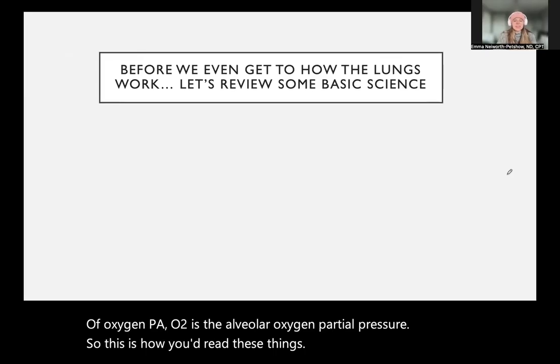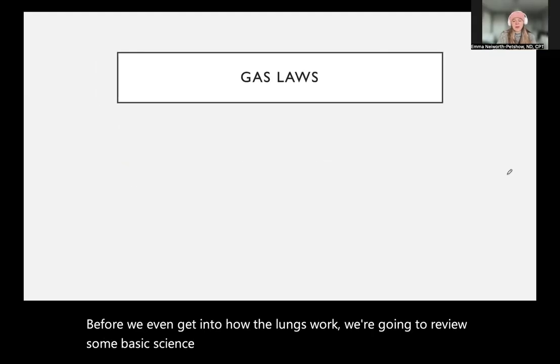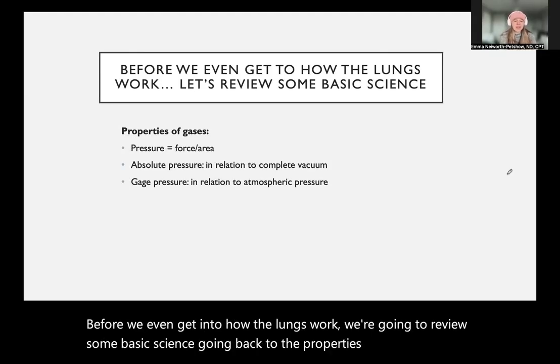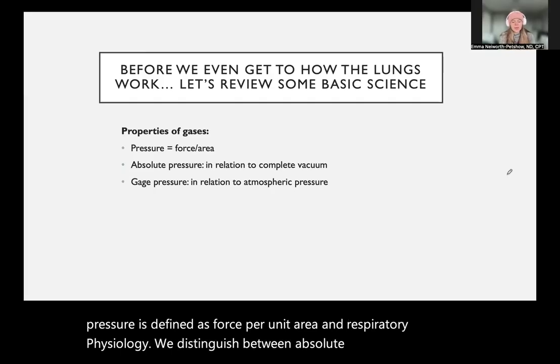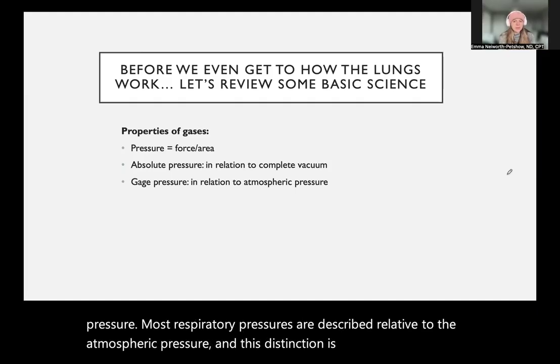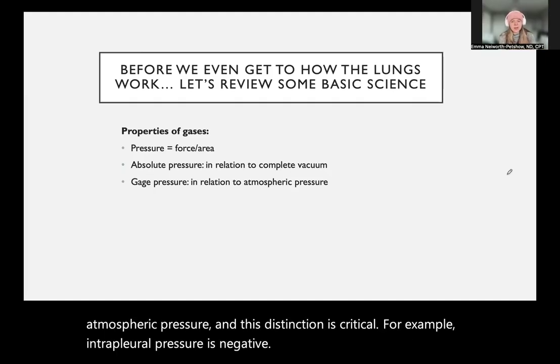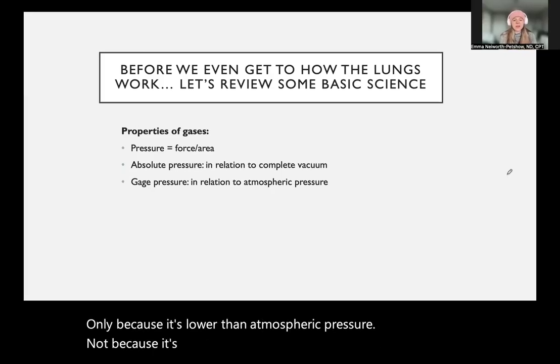Before we even get into how the lungs work, we're going to review some basic science going back to the properties of gas. Pressure is defined as force per unit area. In respiratory physiology, we distinguish between absolute pressure and gauge pressure. Most respiratory pressures are described relative to the atmospheric pressure, and this distinction is critical. For example, intrapleural pressure is negative only because it's lower than atmospheric pressure, not because it's truly zero. So atmospheric pressure is kind of the number that we're comparing all of our other pressures to.